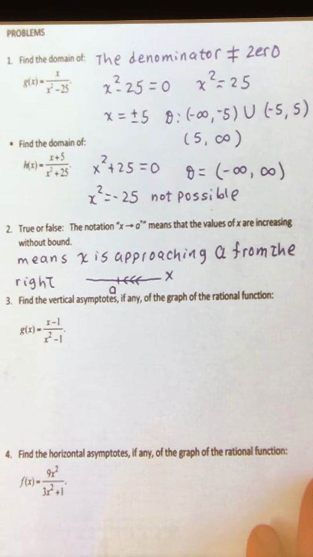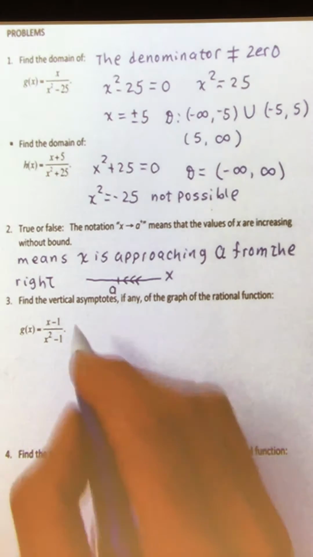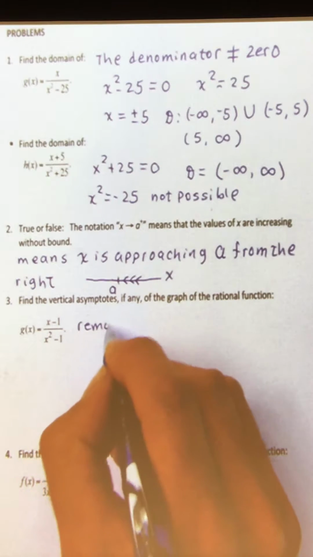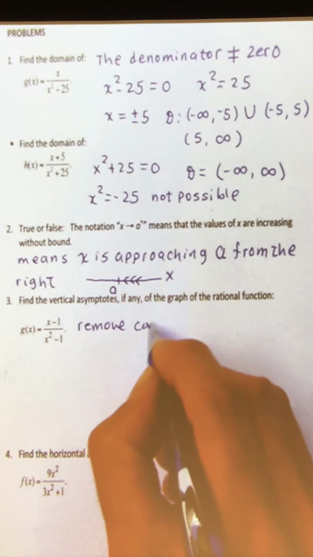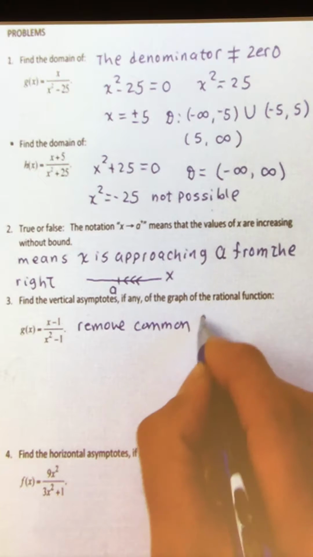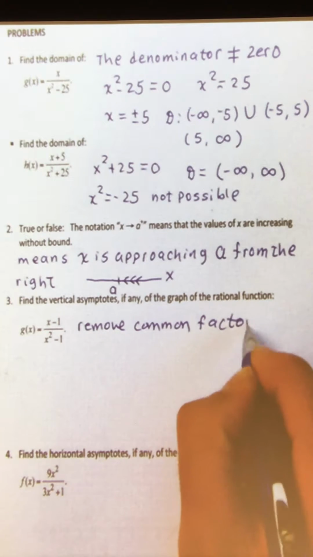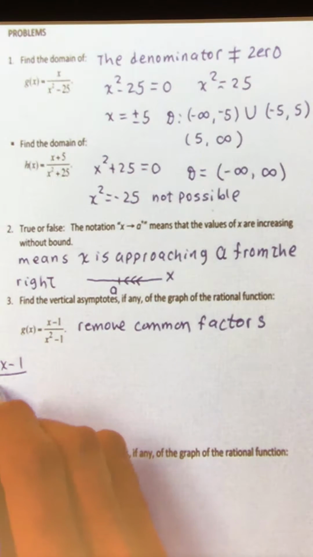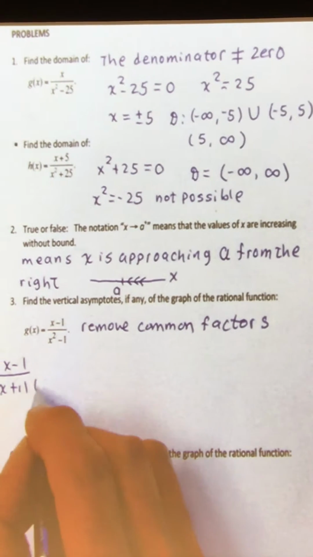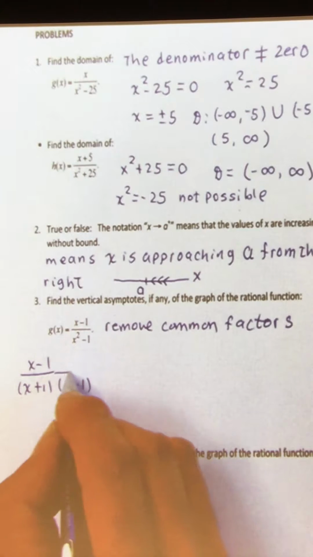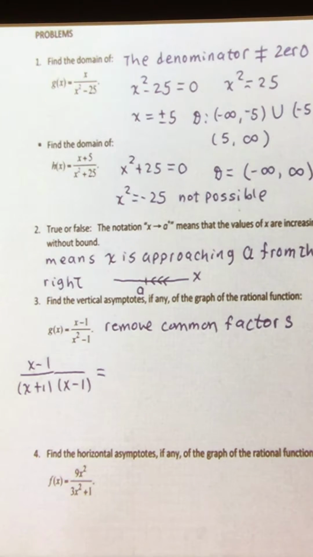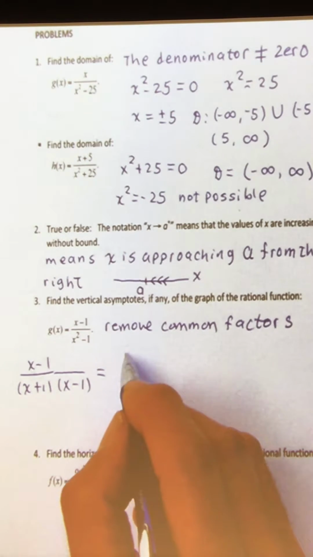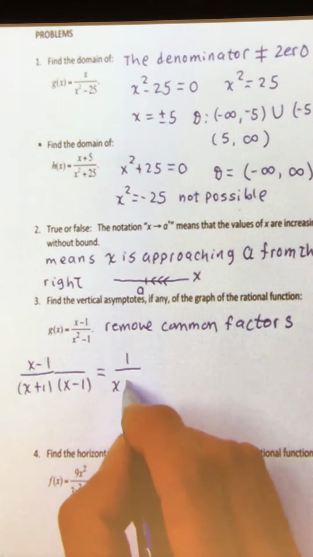Problem 3. Find the vertical asymptotes of the function g of x. First here, we have to remove any common factors. Which we can do since the denominator factors x plus 1 times x minus 1. And we can divide out our factor of x minus 1, leaving us a simplified version of 1 over x plus 1.